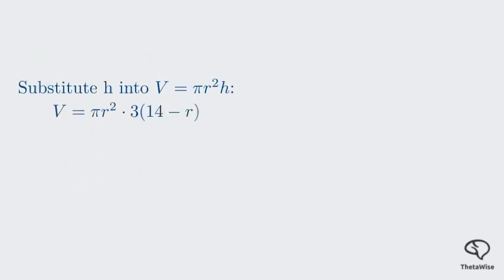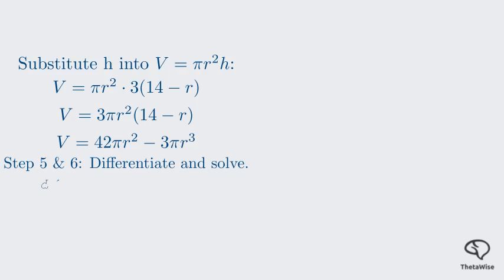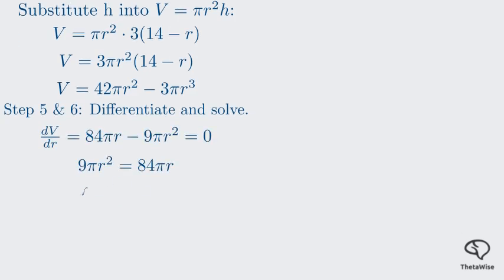V equals pi r squared times (3 14 minus r). Expanding this, we get V equals 42 pi r squared minus 3 pi r cubed. We have our function to optimize. Differentiating with respect to r gives dV over dr equals 84 pi r minus 9 pi r squared. Setting this to 0 and solving for r, we find r equals 28 over 3 centimeters.